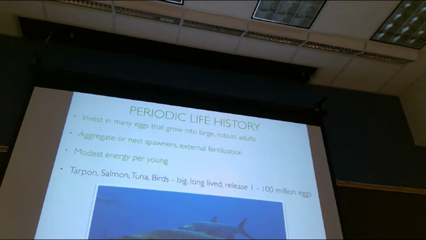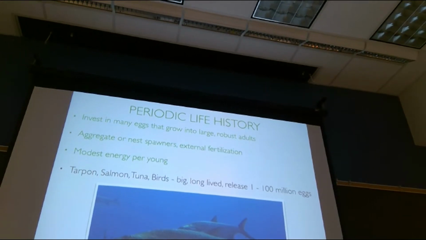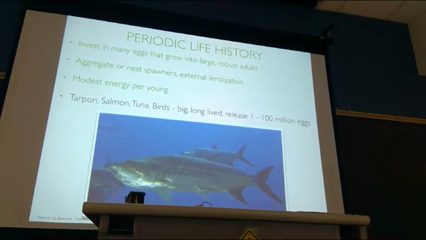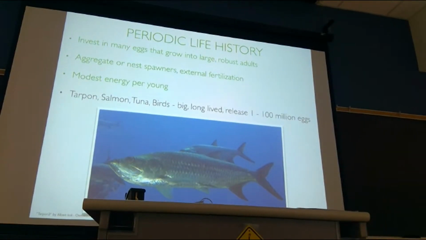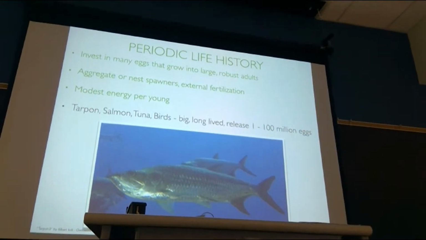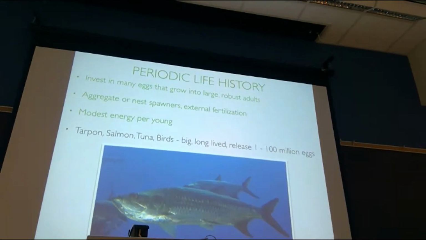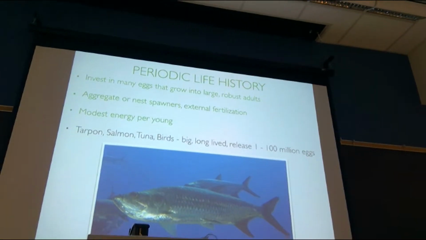And the tarpon here, which is this big, long-lived ocean-going fish that makes 1 billion eggs at a time, is a periodic life history strategist. It's K in terms of body size, trophic interactions. It is R in terms of reproductive effort.